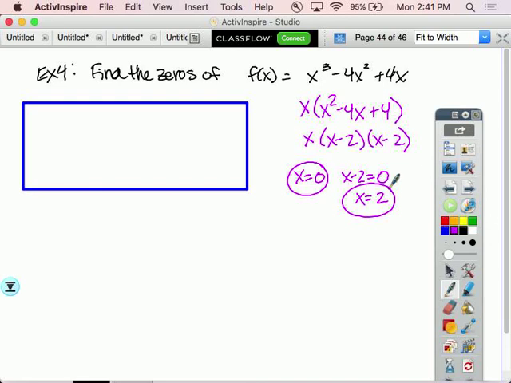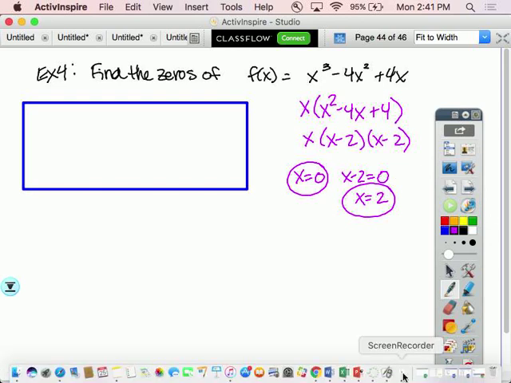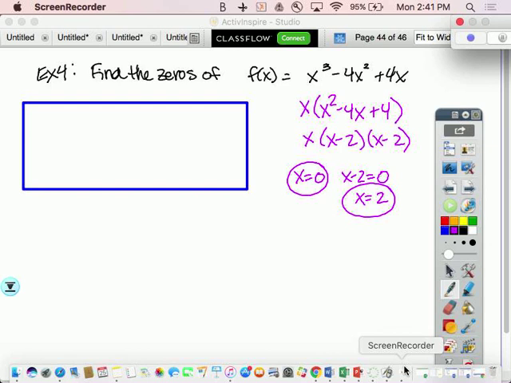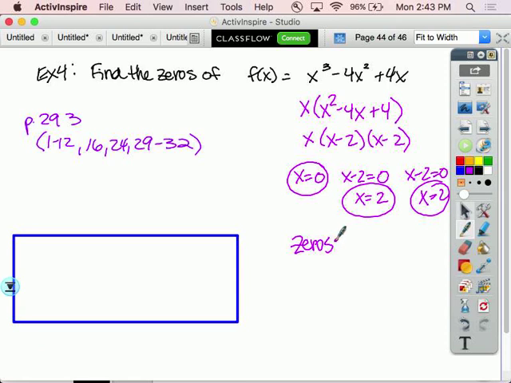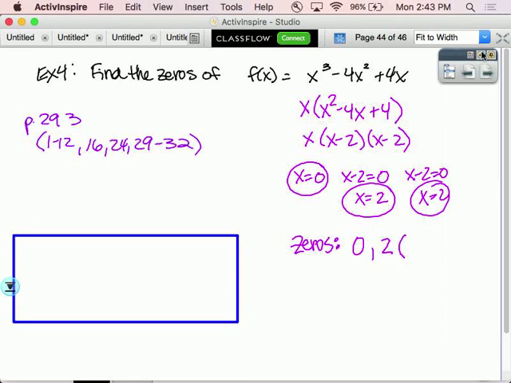We call 2 a multiple zero. And we're going to study that later in this chapter, not for this first test for chapter 5, but on the second chapter 5 test. If we did do the x minus 2 again, we would just get 2. So what we say is that the zeros of this function are 0 and 2. But we say that 2 has multiplicity 2. And what that means is it occurs twice.